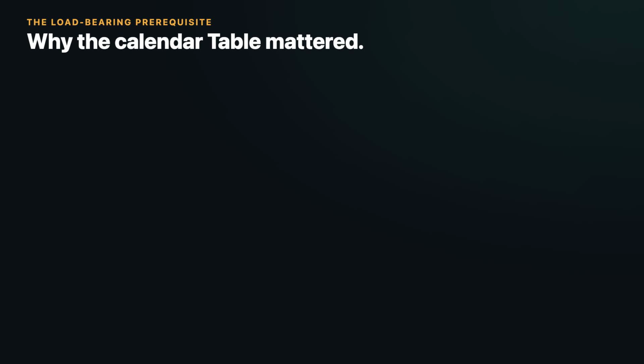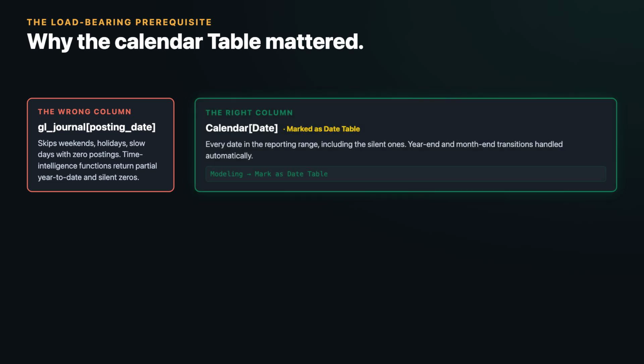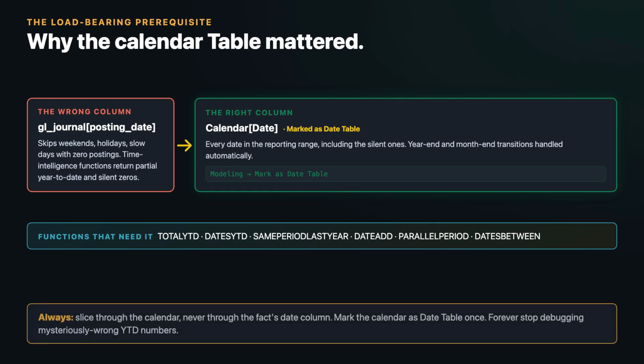Episode 9 ended with a small ceremony. We marked the calendar table as the date dimension. At the time, it looked optional. It isn't. Every time intelligence function in DAX assumes there's a single, unambiguous date column to operate on, with one row per date in the reporting range, including dates with no transactions.